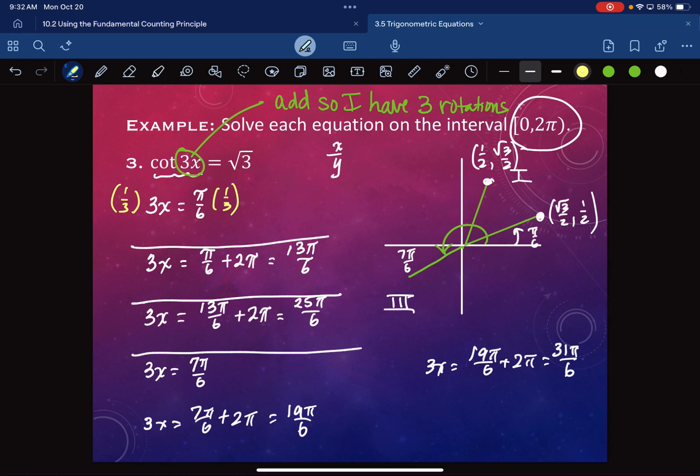Okay, so let's just start with the very first one. If I take pi over 6 and I multiply it by 1/3, what do I get? Pi over 18. Okay, so this is one of my solutions right here. Let's try one more. So if 3x equals 13 pi over 6, and I multiply by 1 over 3, what am I going to get for x? 13 pi over 18.